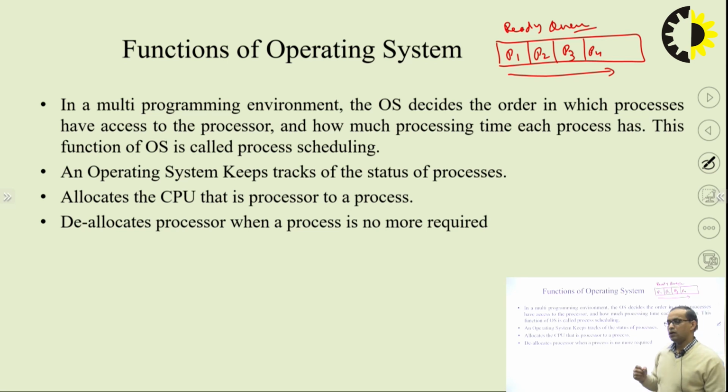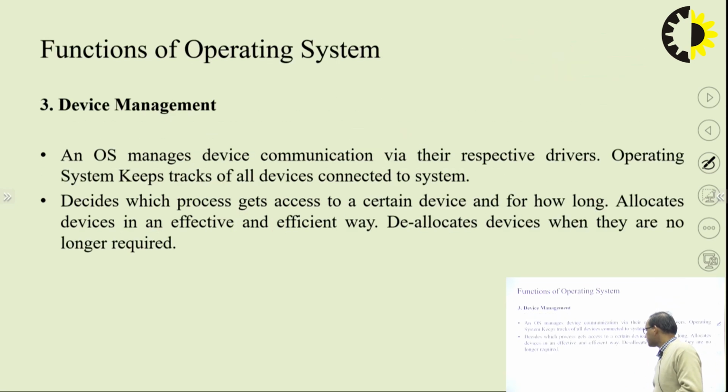Another task that the operating system can perform in context to process management is that it can create a new process, a sub process, or you can say the operating system also creates child processes. And when the process has been completed, it may deallocate the CPU from the process, and allocate the CPU to another process. So these are some tasks in context to process management.